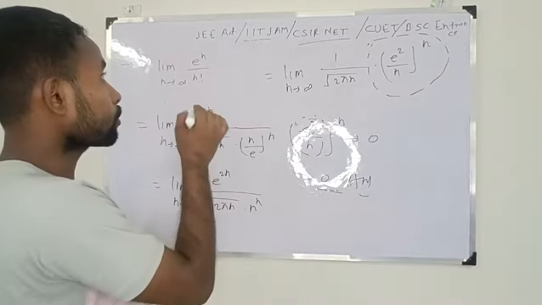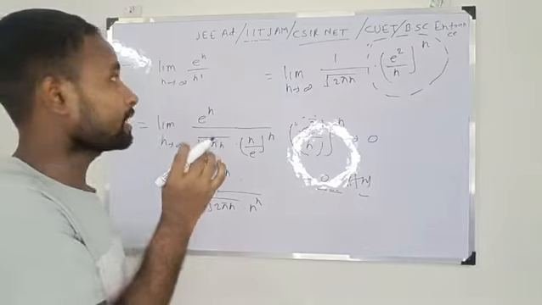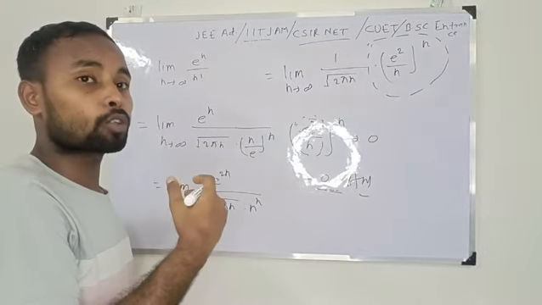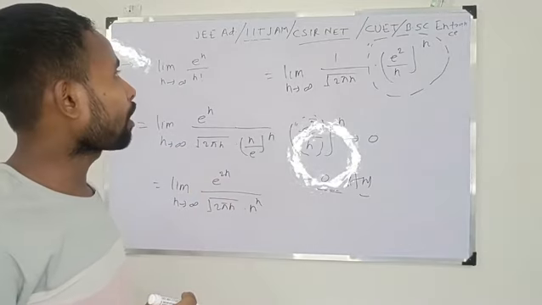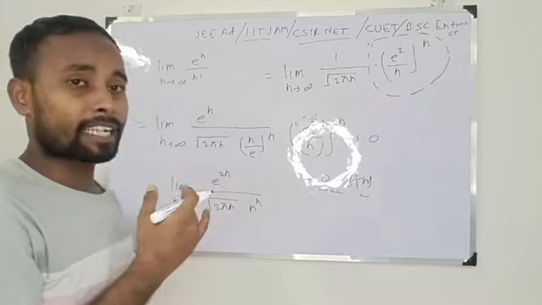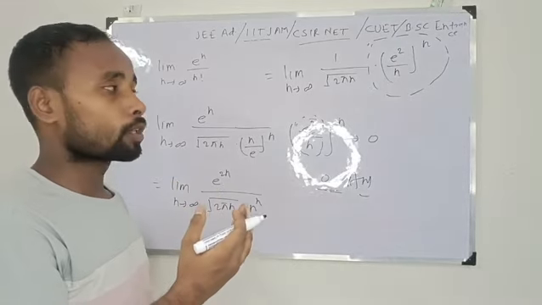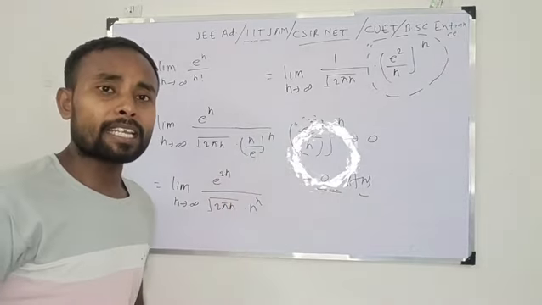So you can see this looks like a very easy and short question, but it becomes very complicated if you try to solve it by expanding n factorial, writing n into n minus 1 and n minus 2. So always try to solve this question with this method.